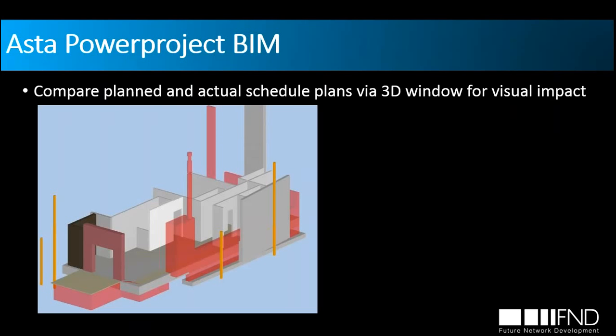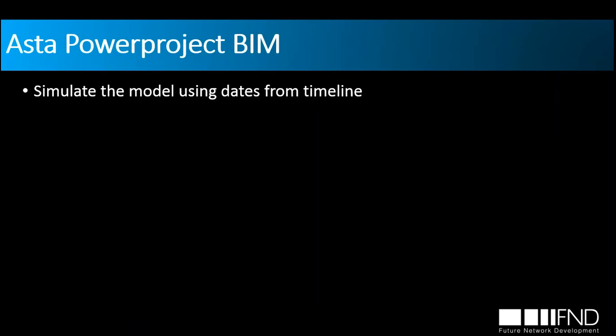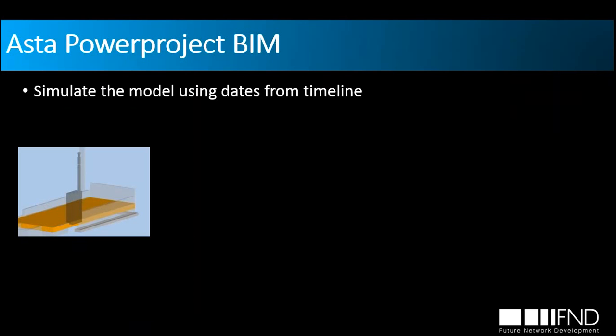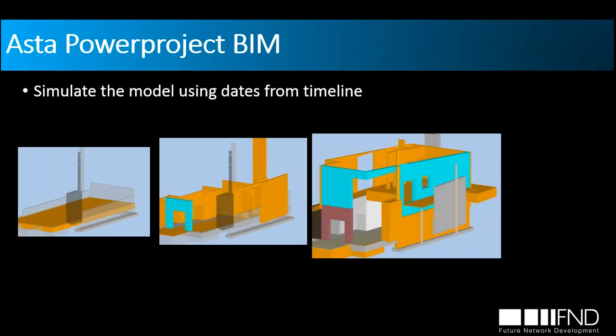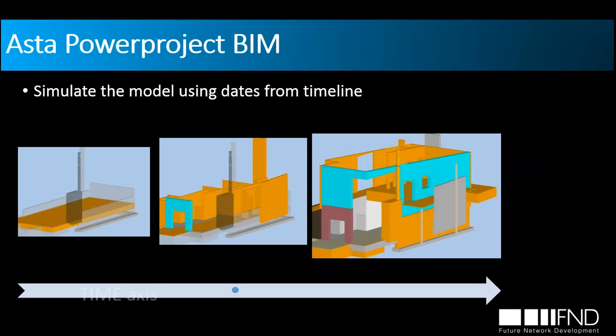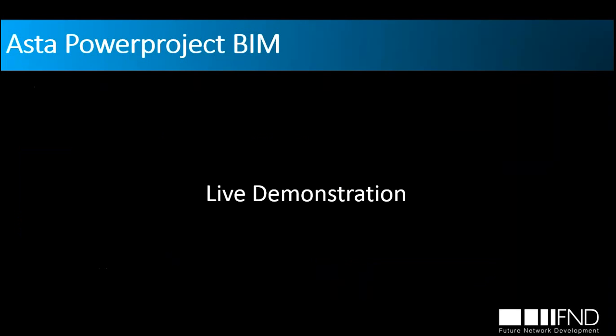Besides that, for the visual impact, we can compare the planned and actual schedule in our 3D model window. We can simulate the model using dates from the timeline. In this way, if you would like to see the status of our model, or the status of our schedule, where we are right now or where we will be, we are able to see it on our timeline. Everything I'll show in the live demonstration, so this is just a short introduction.